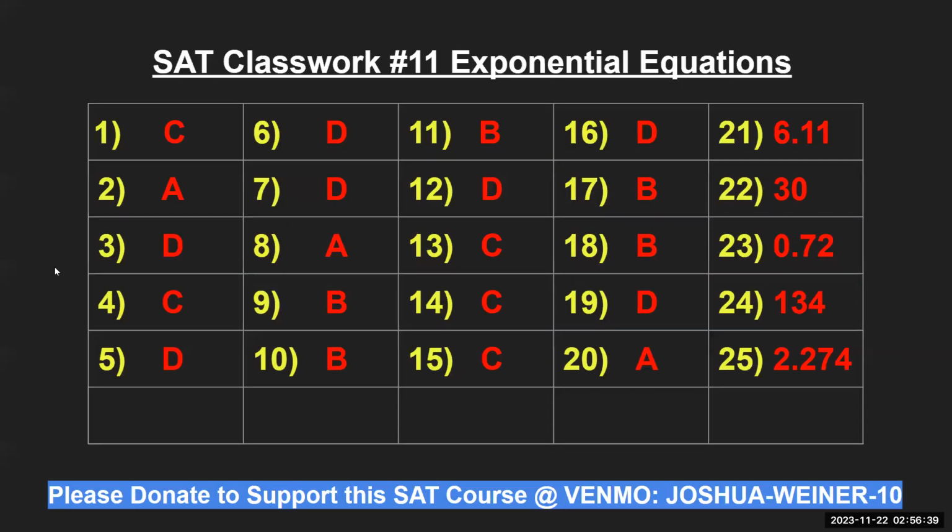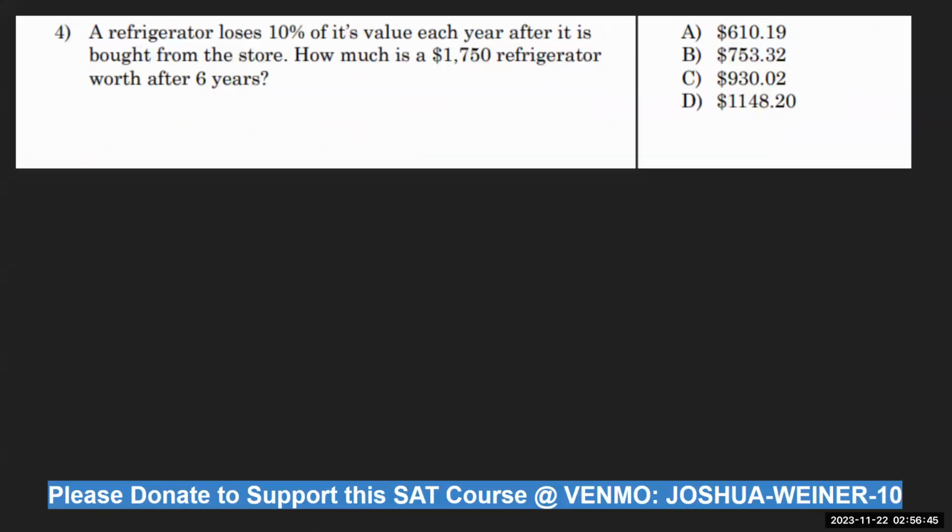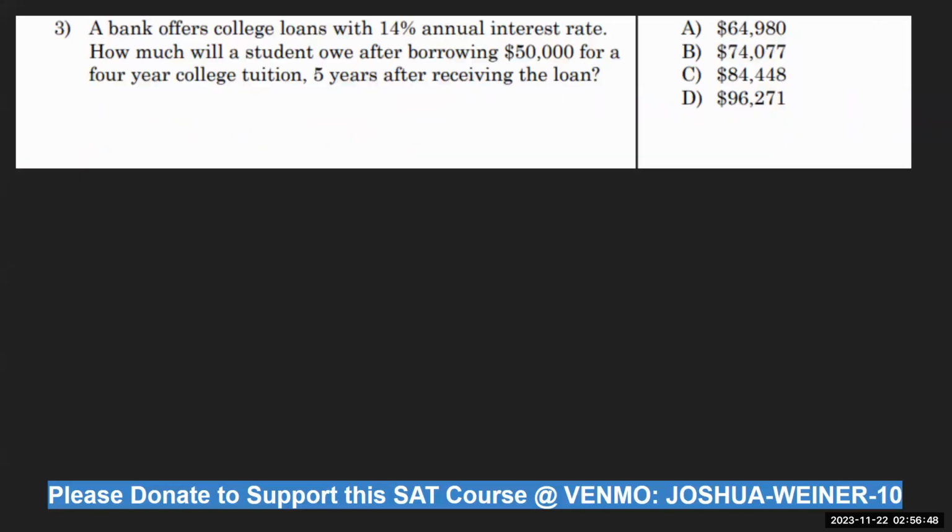All right, to end this class, let's go over one easy, mid, and one challenge level question. And you can see here, since we're doing lesson 11, odd questions only. Question number 3. A bank offers a college loan with a 14% annual interest rate. How much will a student owe after borrowing $50,000 after 5 years? So the final amount will be the principal times 1.14 raised to the 5th power. Let's figure out what the multiplier is just by doing 1.14 to the 5th.